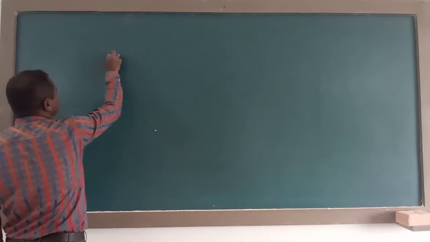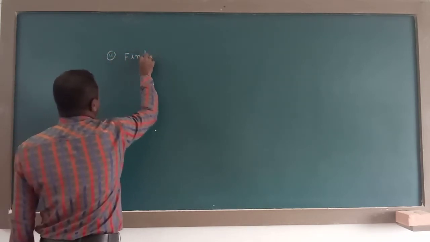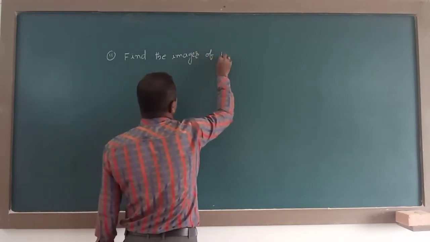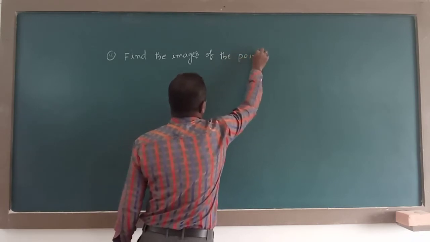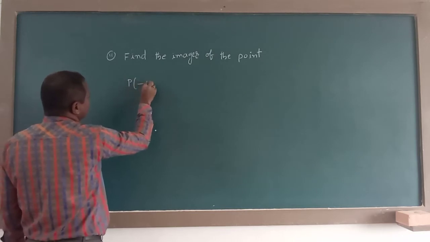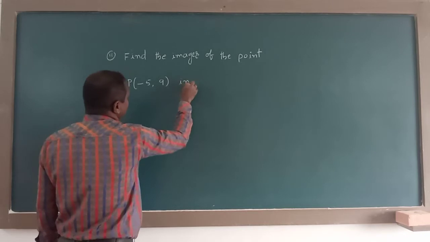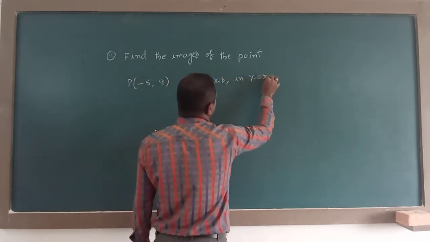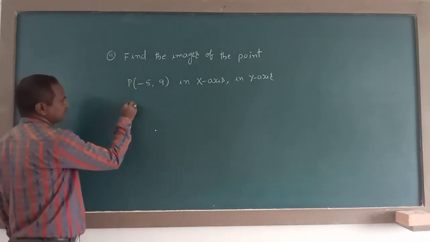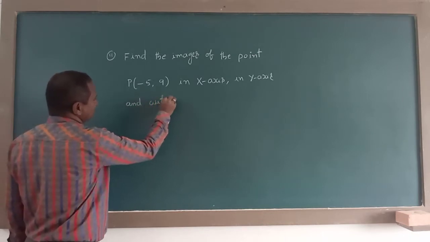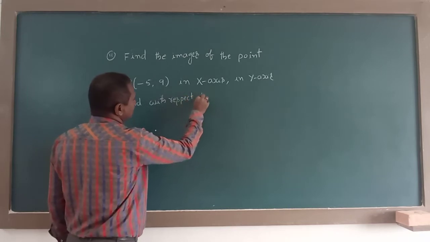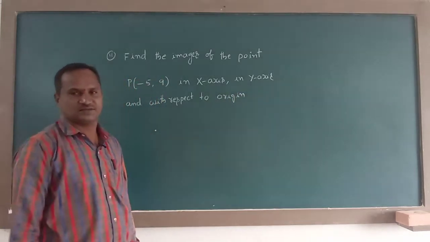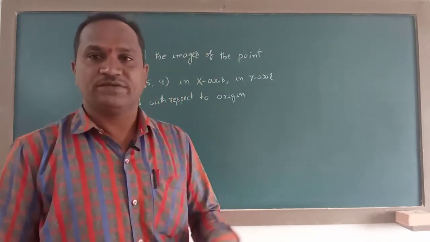Second question: find the images of the point P(minus 5, 9) in the x-axis, in the y-axis, and with respect to the origin. They are asking three questions here: in the x-axis, in the y-axis, and at the same time with respect to the origin also.